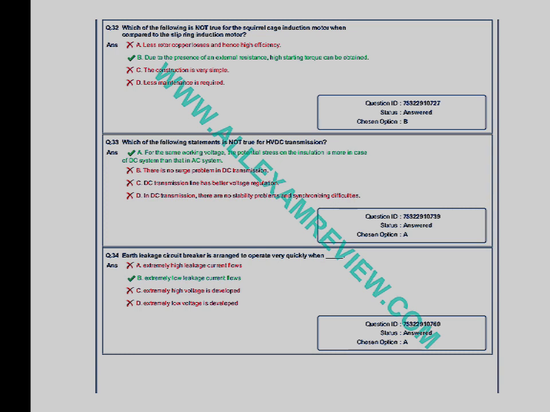Okay. Earth leakage, question 24. Earth leakage circuit breaker is arranged to operate very quickly when extremely low leakage current flows. Option B is right. Okay.